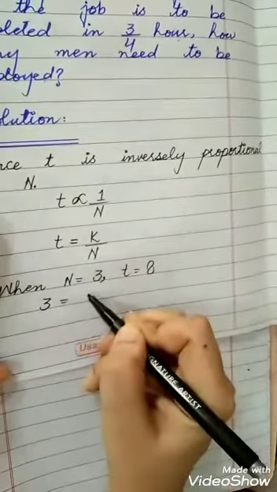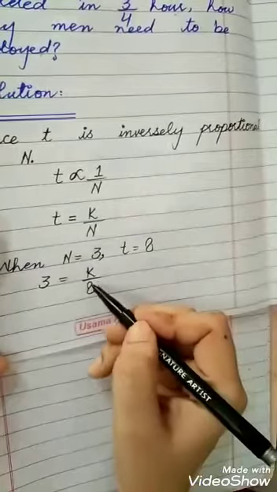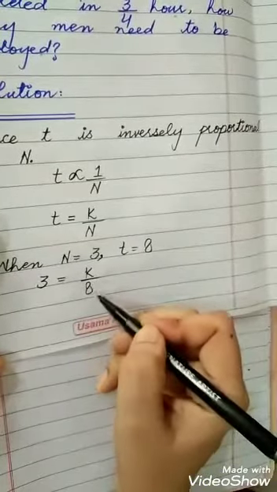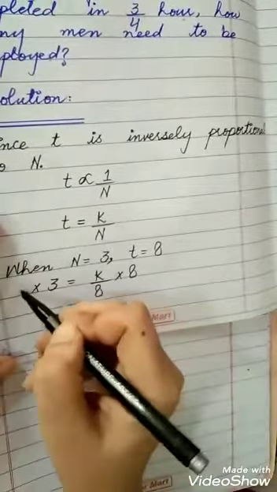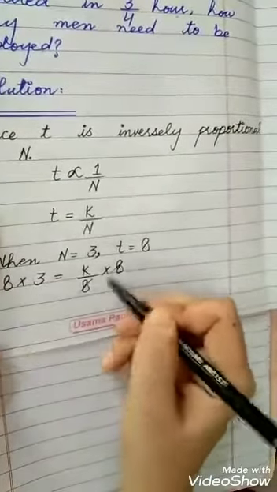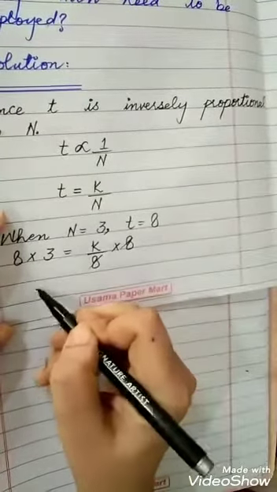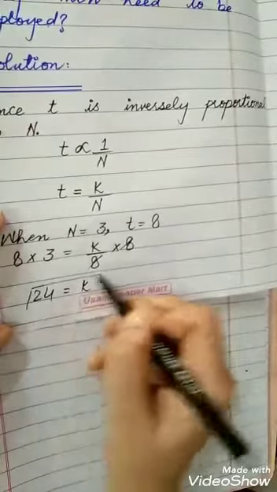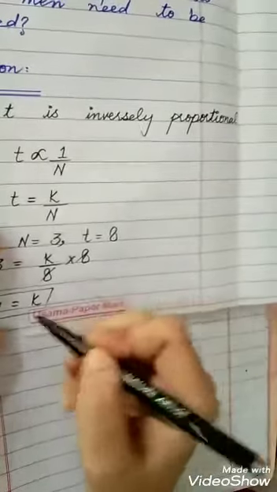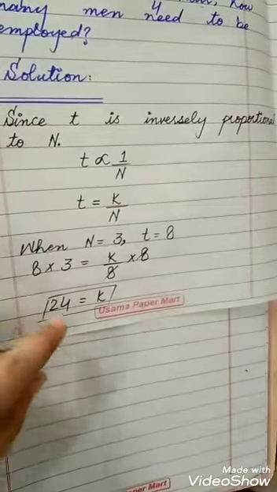3 is equal to k by 8. We want to find the value of k, so its denominator we don't need. We will multiply by 8 on both sides because it's equality, to sustain its equality. So k is 24. 8 3 times 24.